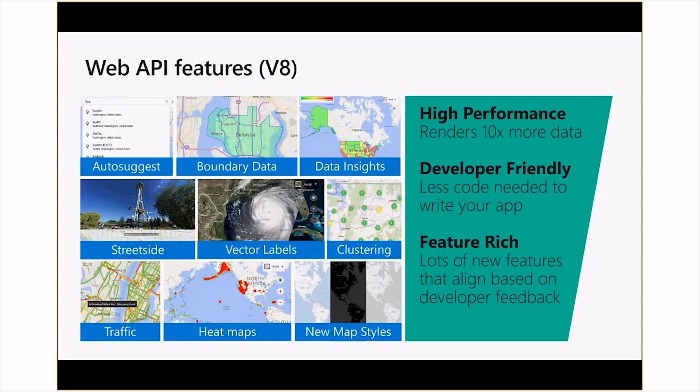We have custom map styles. You can make the map look exactly how you want it to. You can see the example here of a black and white map. Maybe you want a neon purple map. That's fine. You can completely customize every element that is on the map.